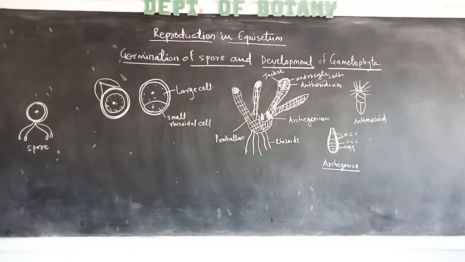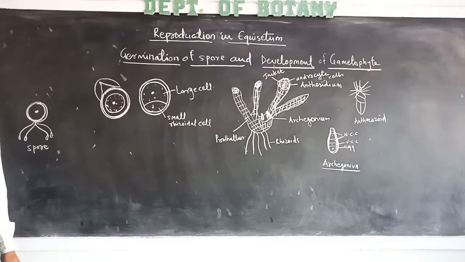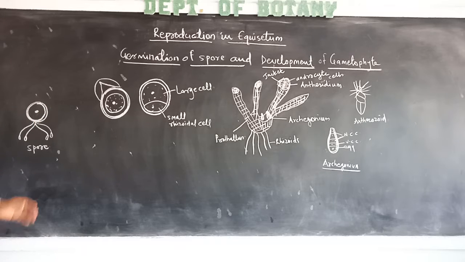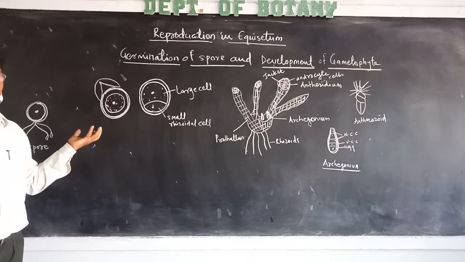At the tip of each elater, there are spoon-like structures, and these elaters help the spores in dispersal. Means they act as a parachute-like structure, and then when they fall on suitable substratum, the elaters get disorganized and separated, and the spore germinates on suitable substratum.